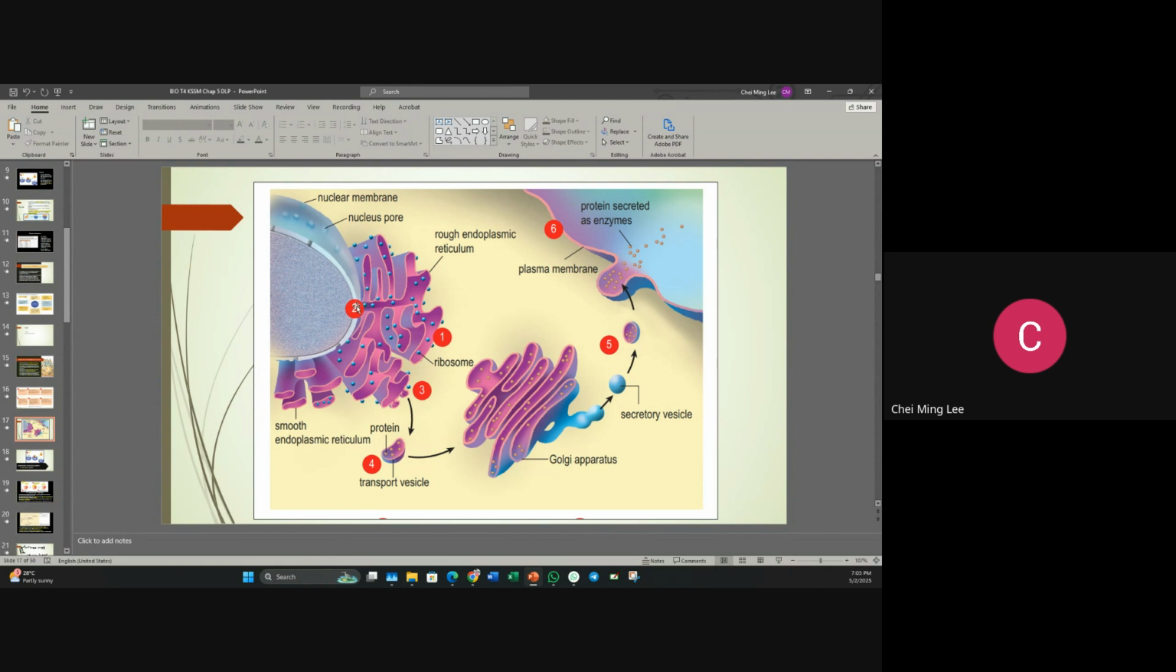Why does this one start here? Because you see at the ribosome here, then it enters here. Why? Because the nucleus contains RNA. RNA contains the template of the enzyme, the structure of the enzyme. So they need to be near so that within the rough endoplasmic reticulum, it can be modified.